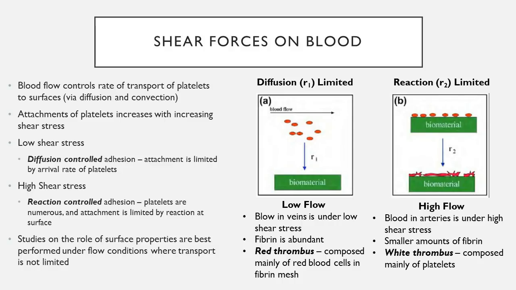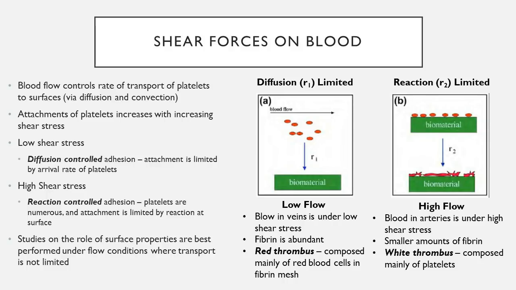Under low shear stress or low flow conditions, we have what's known as diffusion-limited adhesion. In this case, we want to think of almost having a limited amount of platelets at the site because they're not being brought in by a high flow. So what we're limited by is the diffusion of those platelets to the surface and not the reaction of the platelets when they're finally at the surface. Under these conditions, fibrin is abundant. We don't have a lot of platelets, but we do have red blood cells, so we form what's called a red thrombus. It's composed mainly of those red blood cells inside a fibrin mesh.